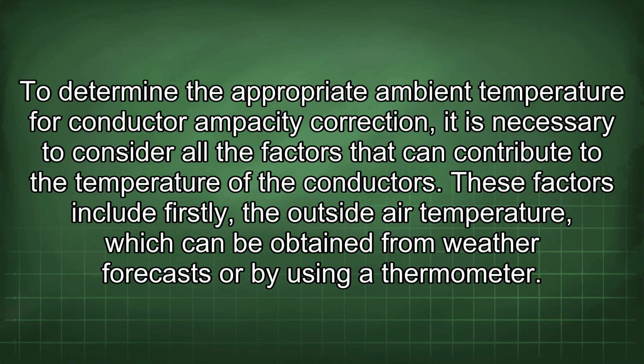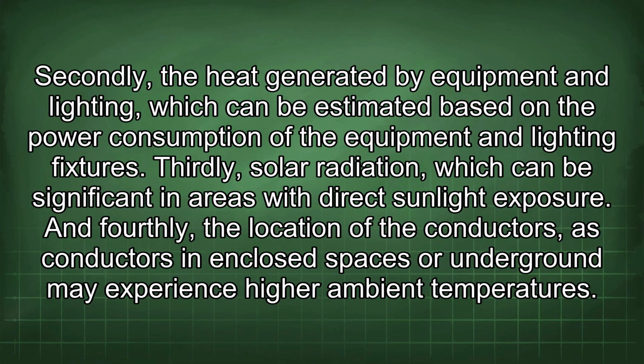These tables are based on the type of insulation used on the conductor and the installation conditions. To determine the appropriate ambient temperature for conductor ampacity correction, it is necessary to consider all the factors that can contribute to the temperature of the conductors. These factors include, firstly, the outside air temperature, which can be obtained from weather forecasts or by using a thermometer. Secondly, the heat generated by equipment and lighting, which can be estimated based on the power consumption of the equipment and lighting fixtures. Thirdly, solar radiation, which can be significant in areas with direct sunlight exposure.